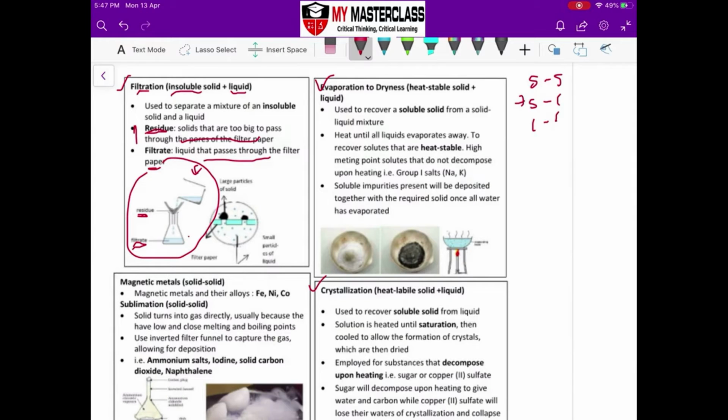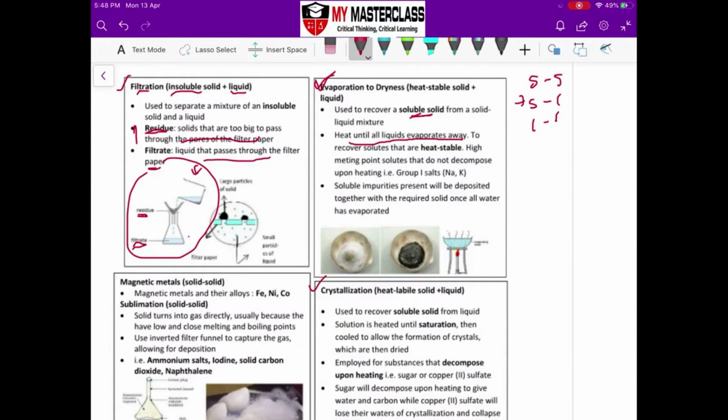Okay, the next one that we are going to look at will be the soluble solid plus liquid. For soluble solid plus liquid, we can use two methods. The first method is called evaporation to dryness. So evaporation to dryness, essentially what is it? I heat until all the liquid or all the solvent evaporates away.